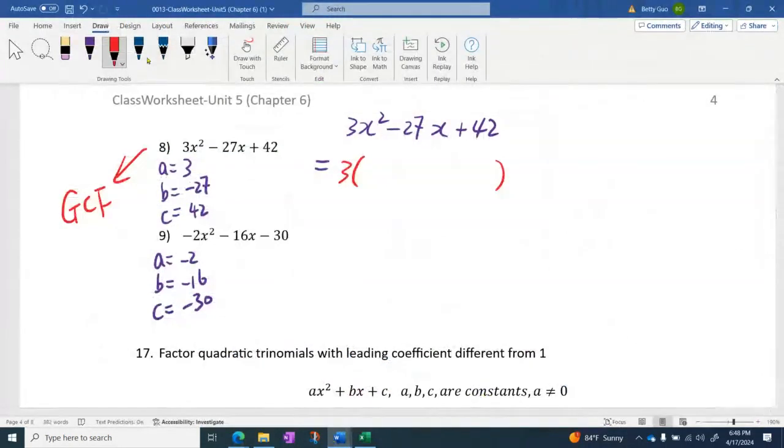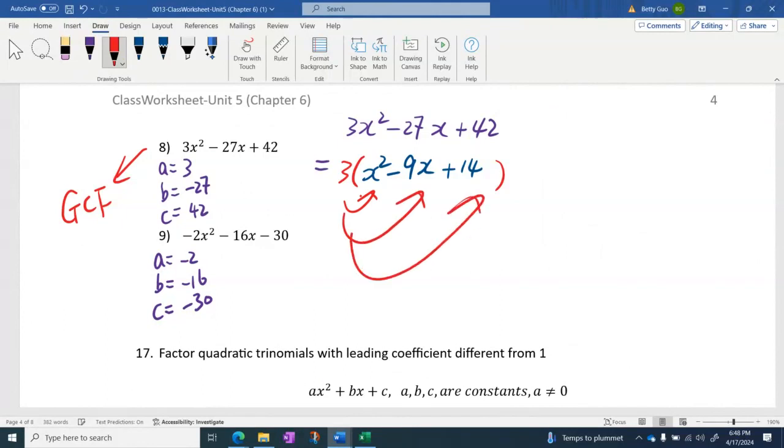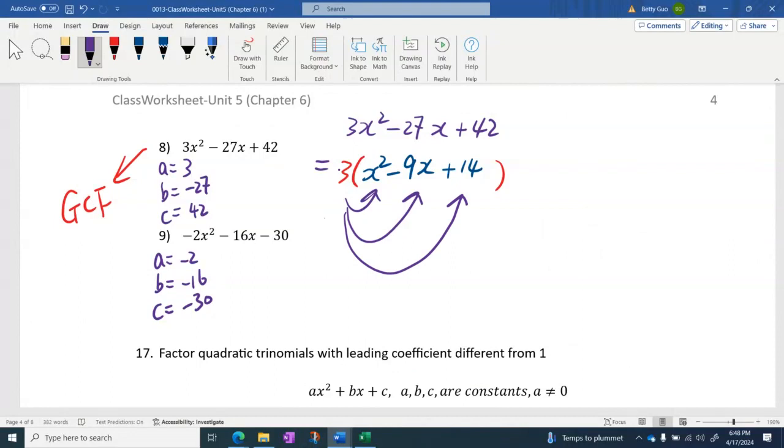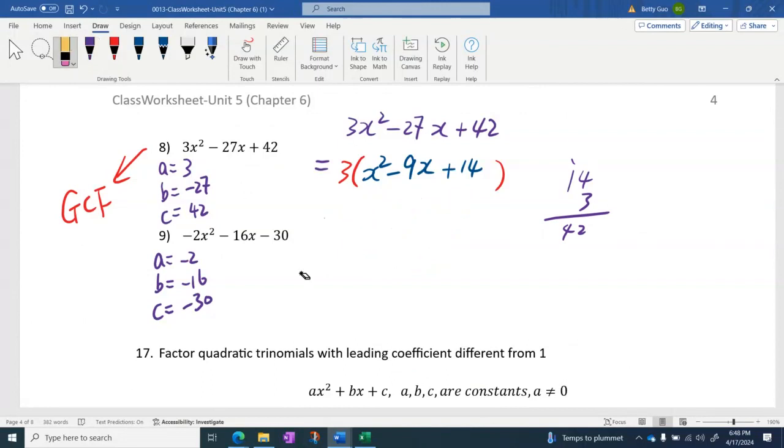So in the parentheses, I'm going to write that as blue. We're going to have x squared minus 9x plus 14. If you are not sure, guys, reverse it. Let's try to reverse it. 3 times x squared, 3x squared. 3 times negative 9x, negative 27x. 3 times 14 is 42. So the blue polynomial is correct in the parentheses.